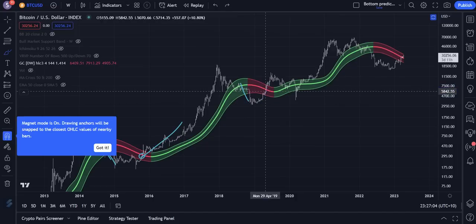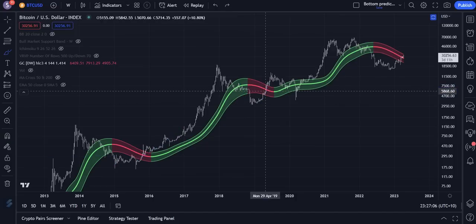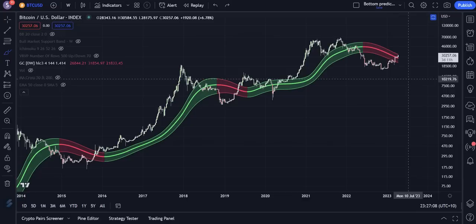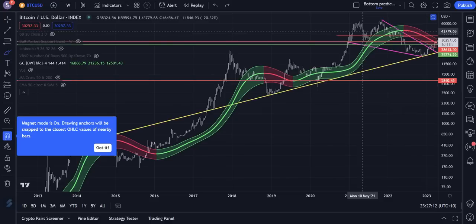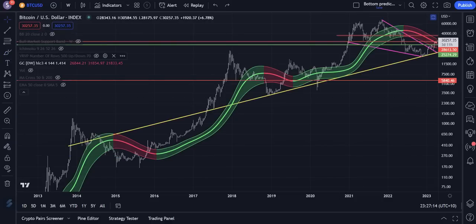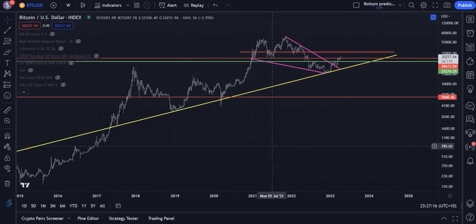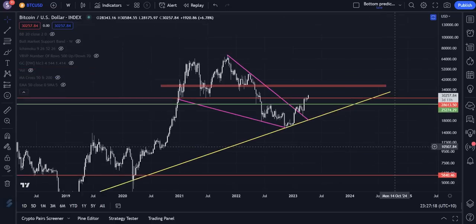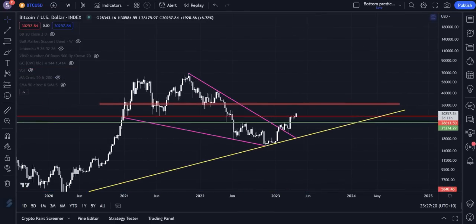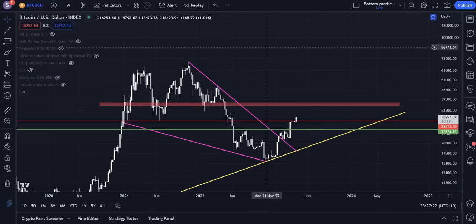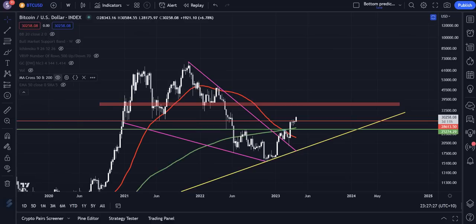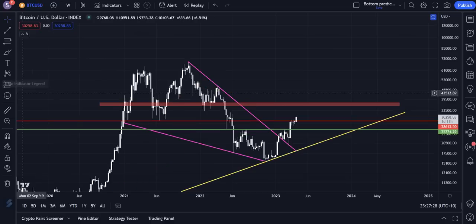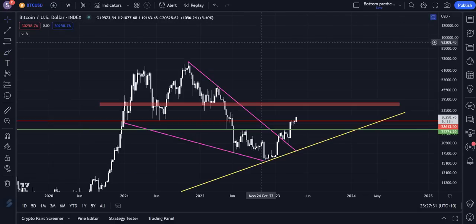Every time we make a move past the center line of the Gaussian channel, which we've done right now, we generally extend quite high to the upside or quite far to the downside, depending on the direction in which we break it. Right now, we've broken to the upside, and so it does stand to reason to say that maybe we'll extend high to the upside here. So I think that's one of the reasons to be bullish. There's obviously many more. For example, the 200-week SMA has been broken and everything like that. I think I'm pretty bullish here. I think Bitcoin probably will get that weekly candle close above 28.6K.